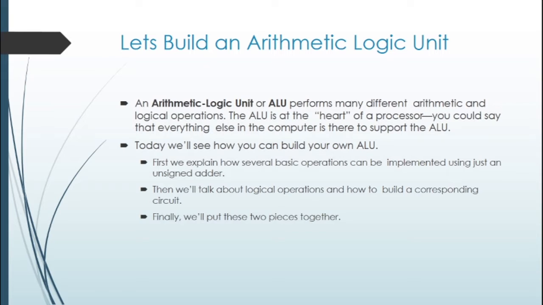We'll see how a simple ALU can be built using different operations. We explain how several basic operations can be implemented using just an unsigned adder, a simple adder. You can simply use that adder to perform different operations. Then we'll talk about logical operations and how to build a corresponding logic unit circuit, and then finally we'll put these two pieces together to integrate into an ALU.